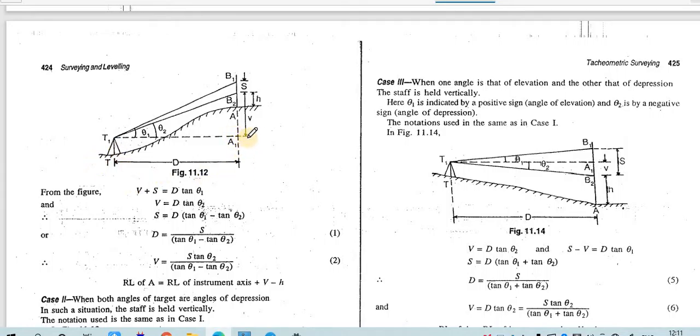From this horizontal line of sight down to the bottom reading, in this case the bottom reading is considered to be your vertical height. So up to the bottom the height is given as V. This height is called your staff intercept, denoted by S, and from the bottom to the ground, the value is given as H. Now by using your trigonometric formulas, you can calculate the horizontal distance. In order to calculate it, first we need to consider the first triangle, which is considering theta 1.